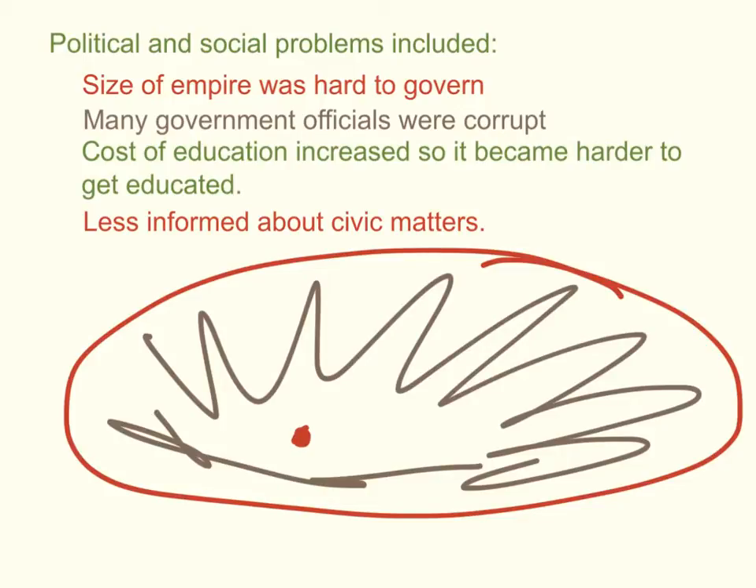Social problems include the cost of education. It increased, so it became harder for people to pay to get an education. And Romans were less informed about civic matters.